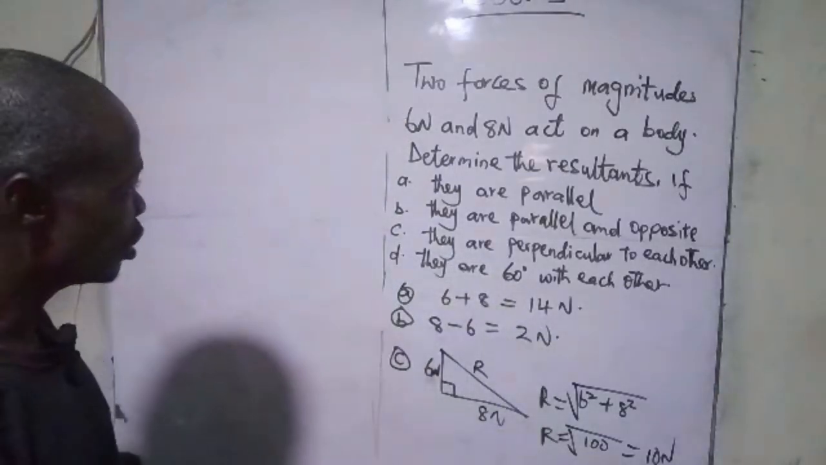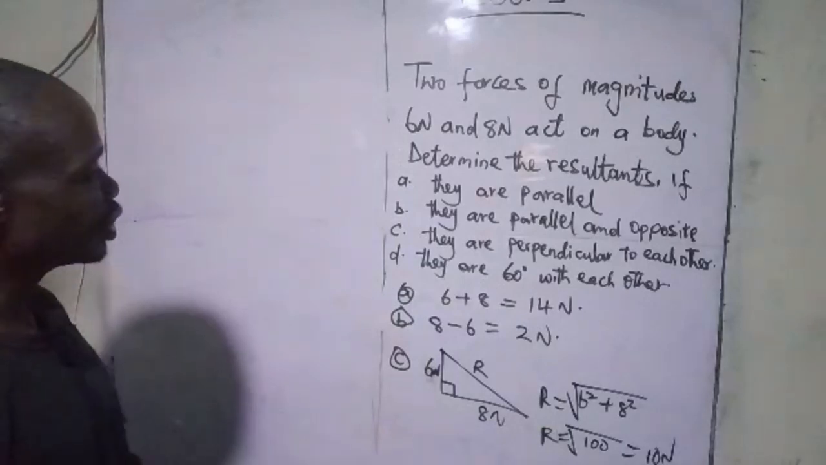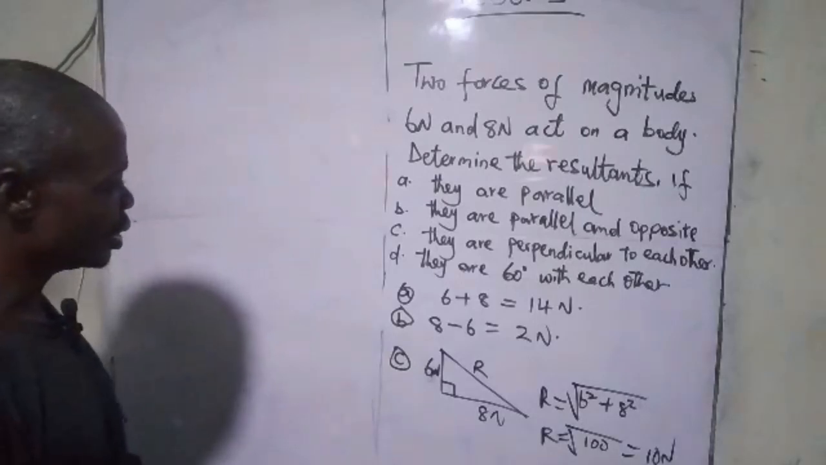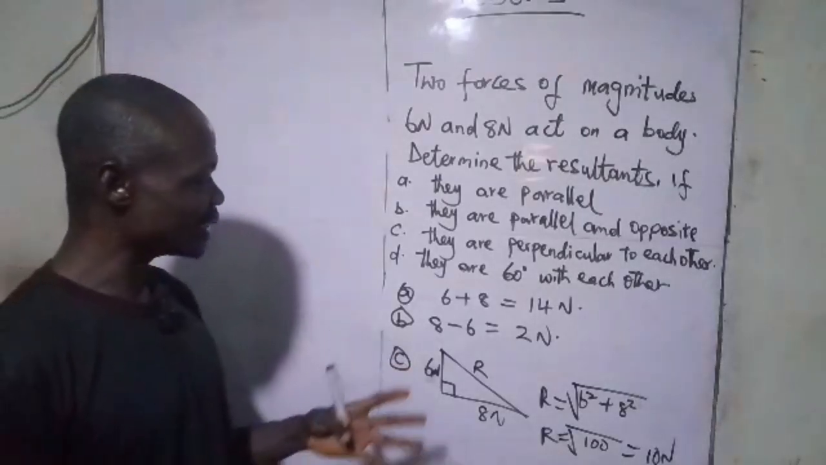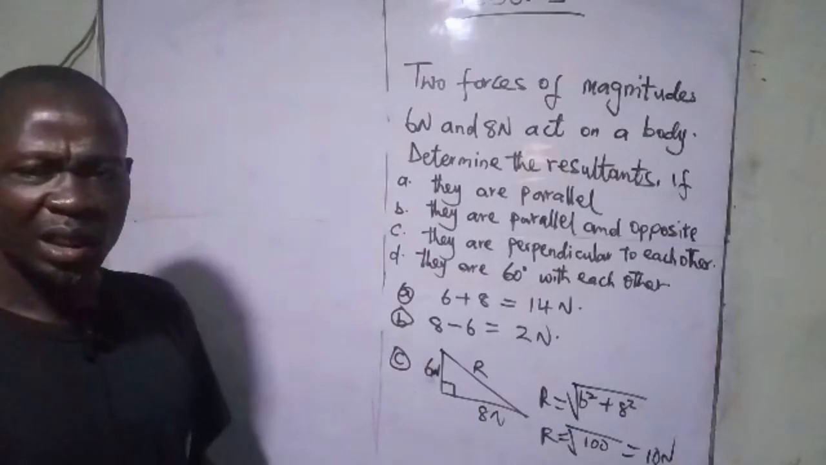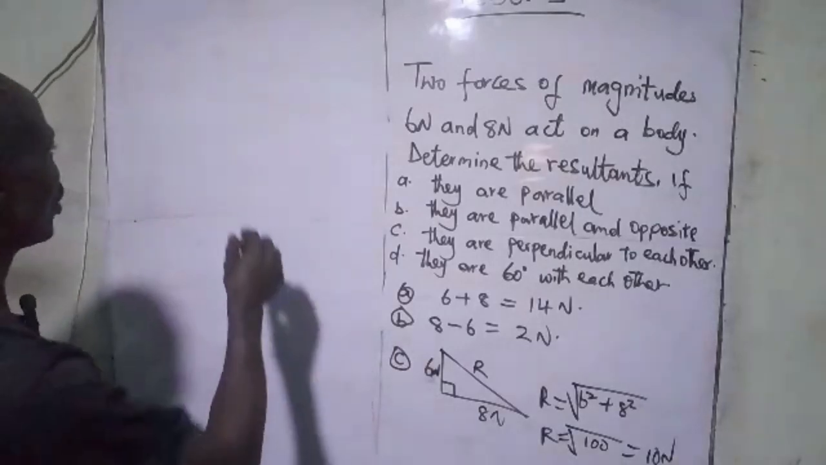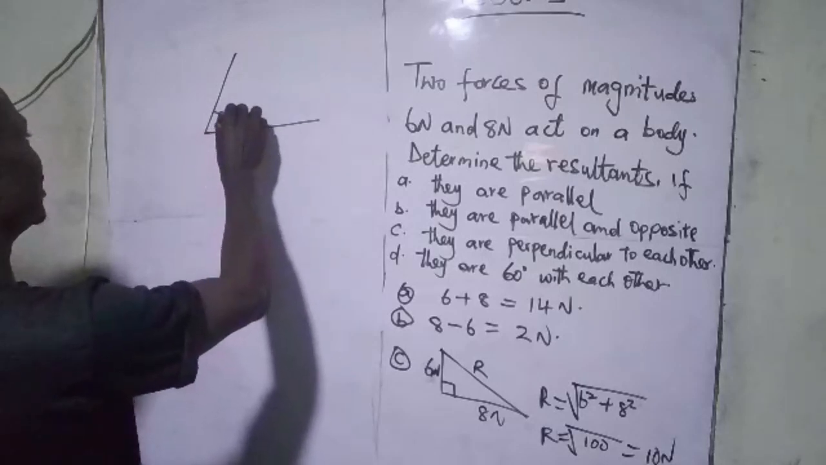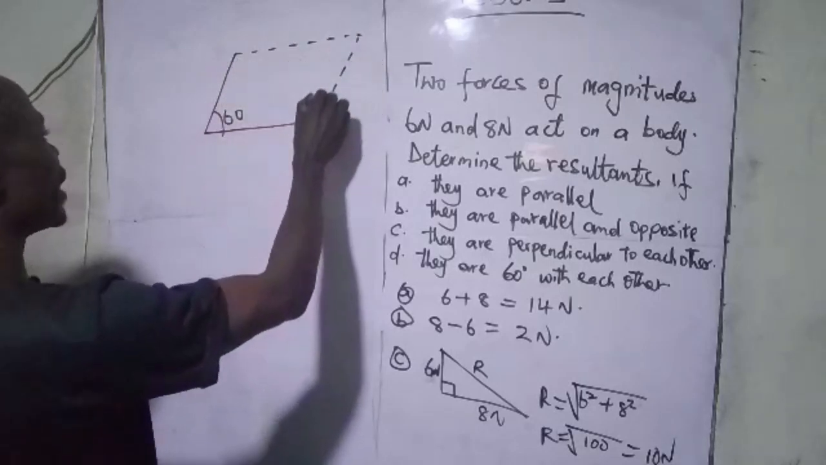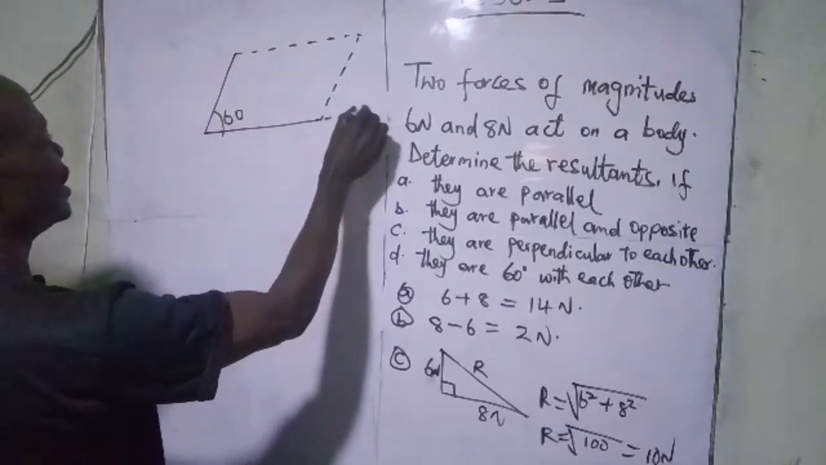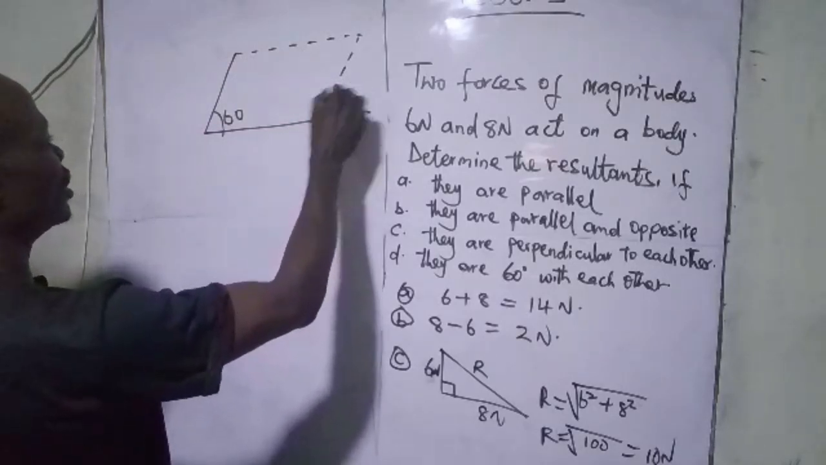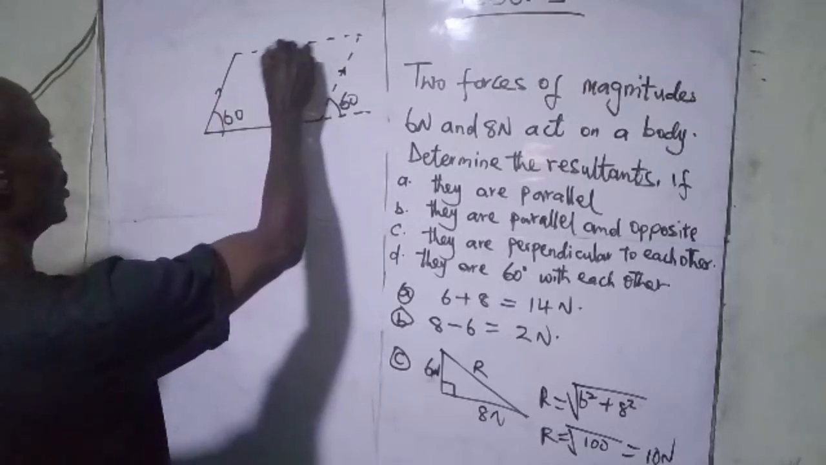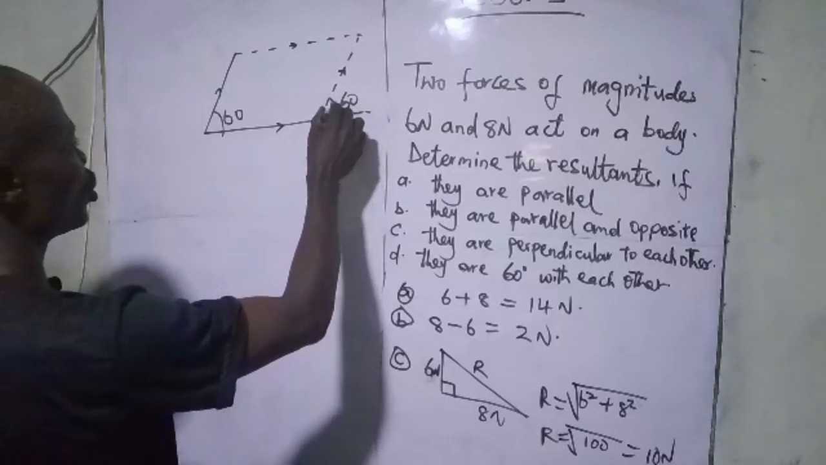Now, the next one, which is the last, is when the two forces are acting at an angle of 60 degrees between them. When they act at an angle which is not 90 degrees, we use the parallelogram law. The parallelogram law says that when two forces act at an angle of 60 degrees, we complete a parallelogram. This is 60 here, and because these are parallel lines, here is also 60, and that's what we call a corresponding angle.